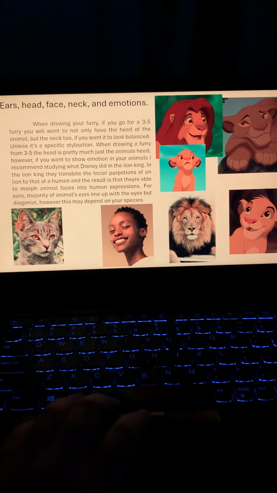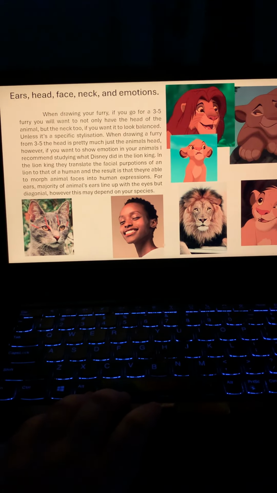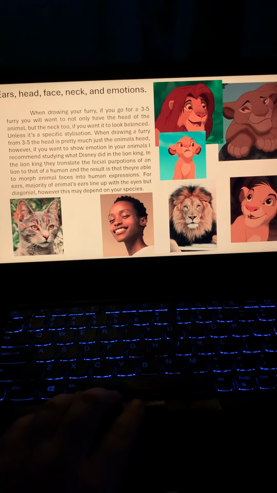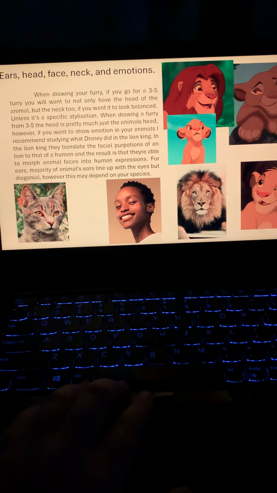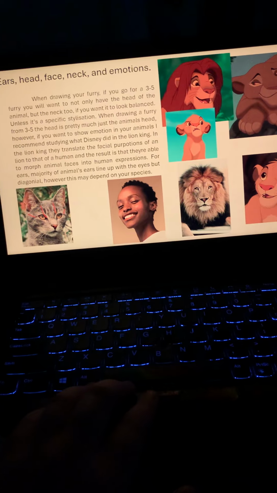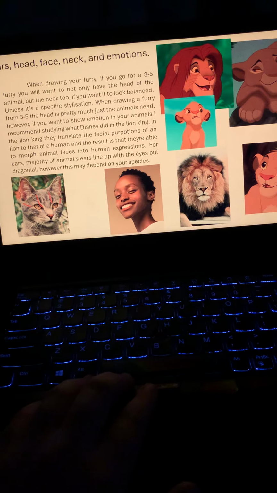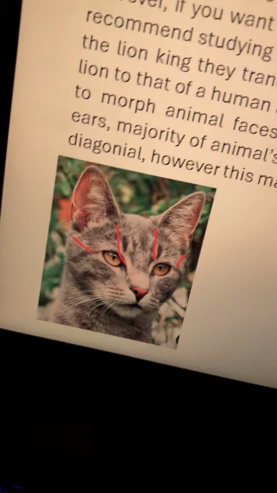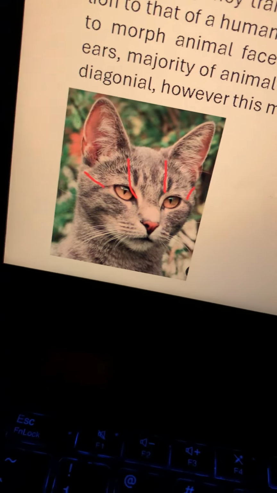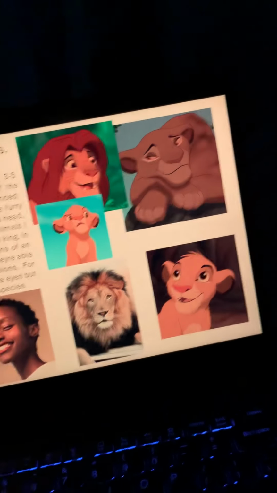If you want to show emotion in animals, I recommend studying what the Lion King did. In the Lion King, they translated the facial proportions of a lion to that of a human, and the result is that they're able to move faces into a human expression. For ears, the majority of the animal's ears line up with the eyes, but diagonal. However, this may depend on your species. This is what I mean. It lines up. You just gotta study the proportions of your ears and honestly all your characters. And study the Lion King.